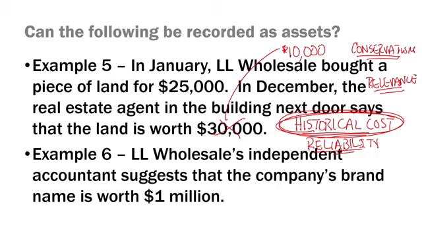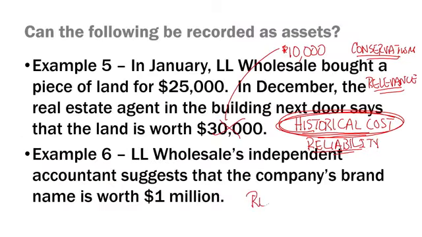Example 6, LL Wholesale. The independent accountant of LL Wholesale suggests that the company's brand name is worth $1 million. That is awesome. LL Wholesale started itself, it grew itself, the brand name has increased in value to be worth more than $1 million. The company's management couldn't be happier. Unfortunately, the company's management will not record that asset on the balance sheet. Why not? Because is the brand name something that it owns? Absolutely.